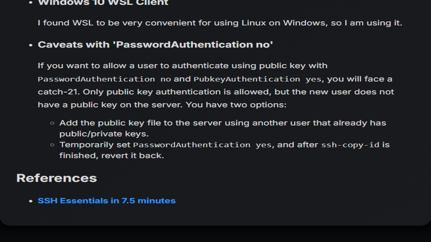If a new user lacks a public key on the server, they face a dilemma because they can't log in. To resolve this, you can either: 1. Add the user's public key via an existing user with valid keys. 2. Temporarily enable password authentication, use ssh-copy-id to add the public key, and then revert to disabling it.